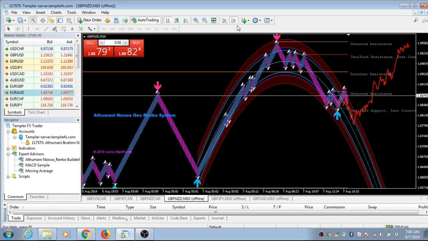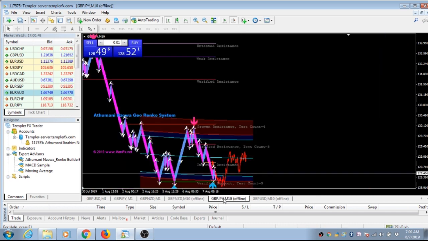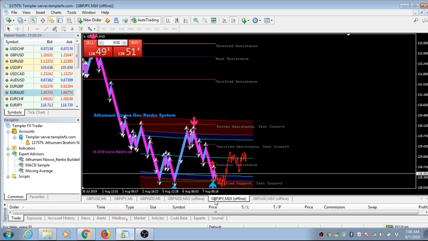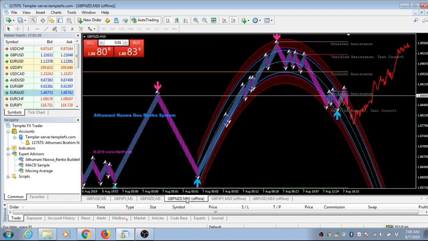Okay, so this is one of the reasons why I'm proudly saying that my system is over 95% accurate. It's just because you trade what you see, and everything has been mathematically tested thoroughly, so you don't need to worry about anything. So thank you very much, and wait for the next tutorial.